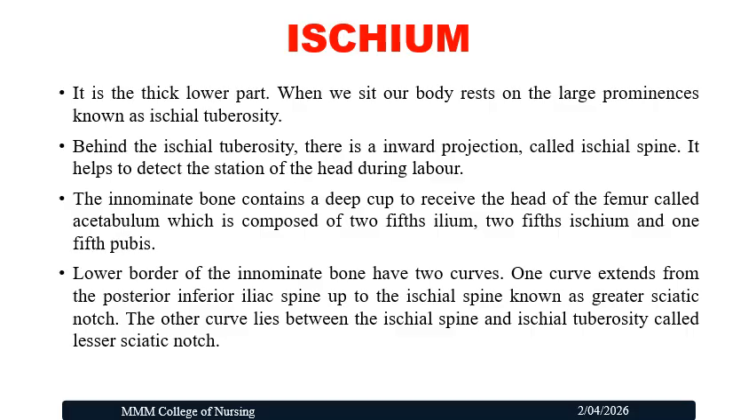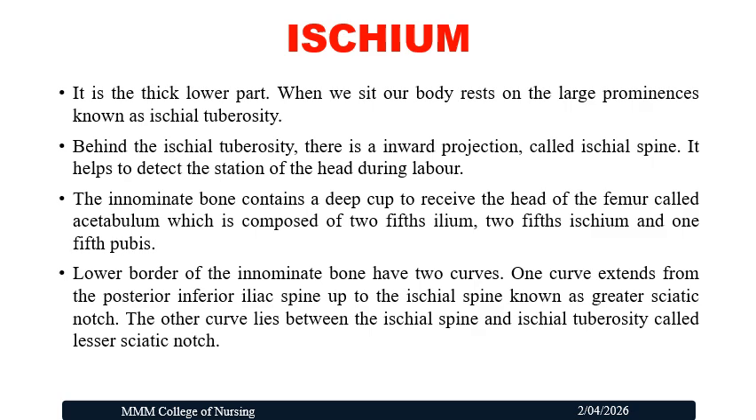It helps to detect the station of the head during the labor process. When we do the per vaginal examination, it helps to detect the station of the head. So how can you detect the station of the head? At the level of the ischial spine, you call it zero station. Above it, you call it minus station, and below the ischial spine, you call it plus station.